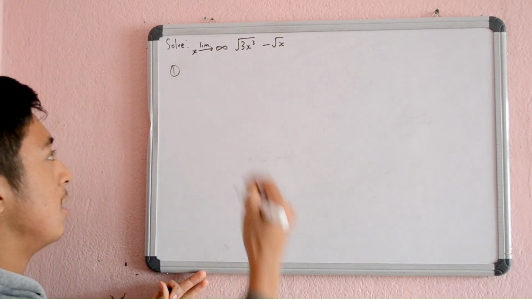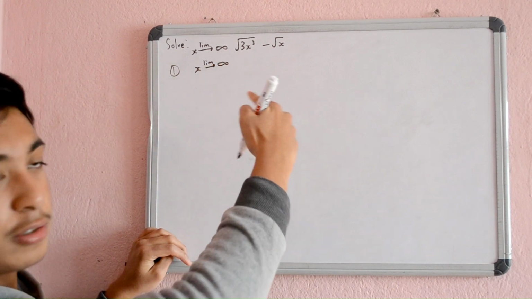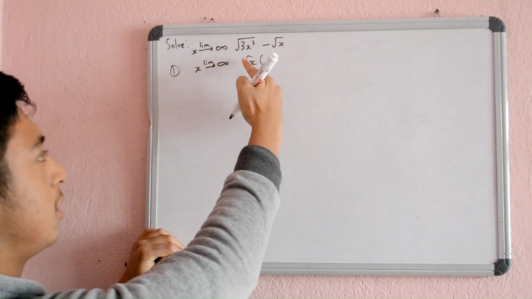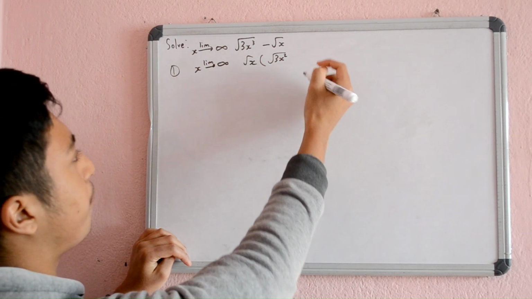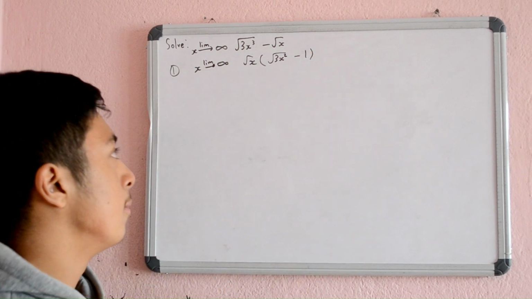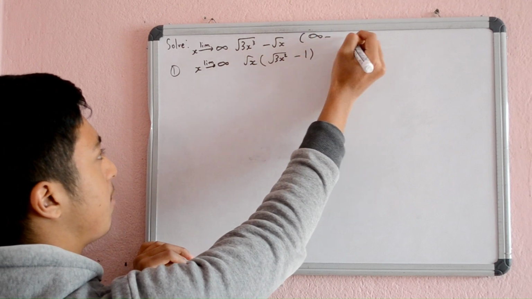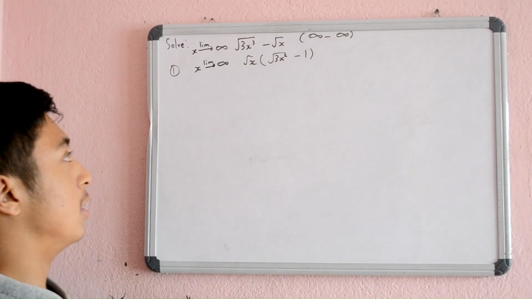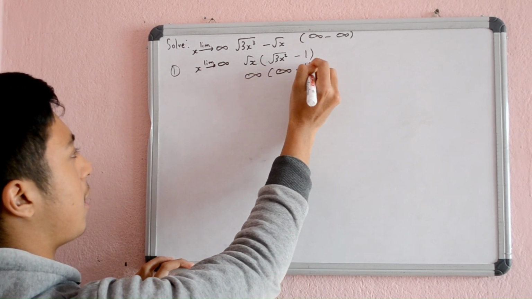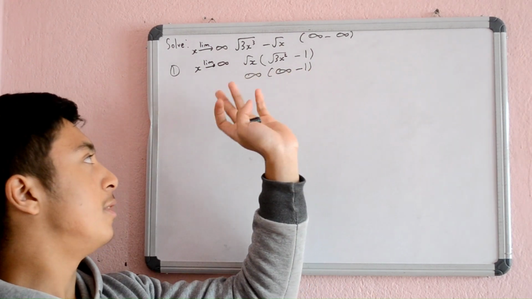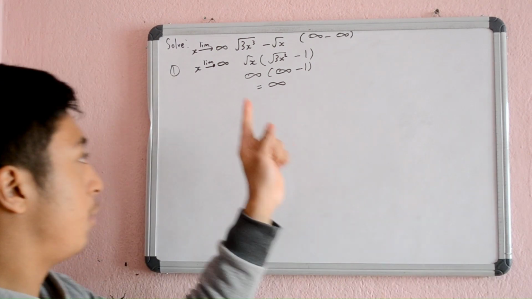First, what I'll do first is here I'll just take square root of x common. So this becomes square root of x times the square root of 3x squared minus 1. Now we can just put the limit in, because originally it was an infinity minus infinity case, which was indeterminate. And now when you put infinity over here, this becomes infinity times infinity minus 1. Infinity minus 1 is infinity, infinity into infinity. So simply this is just infinity, and that is the first way.